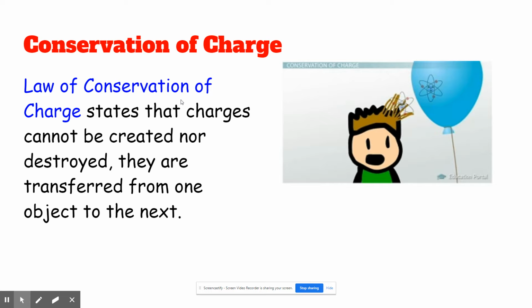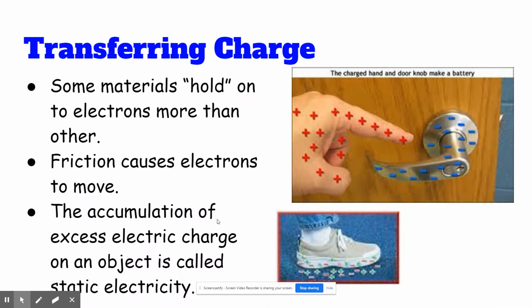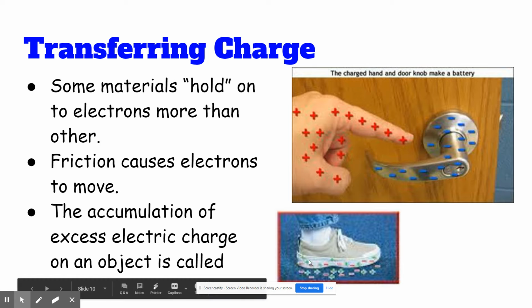Conservation of charge. The law of conservation of charge states that charges cannot be created nor destroyed. They are only transferred from one object to another. If we go back to our previous slide, we have our shoes rubbing on the carpet. We have all these positive and negative charges, and the negative charges build up. They don't move very well through the rubber soles of your tennis shoes, but they can jump through your hand right here.